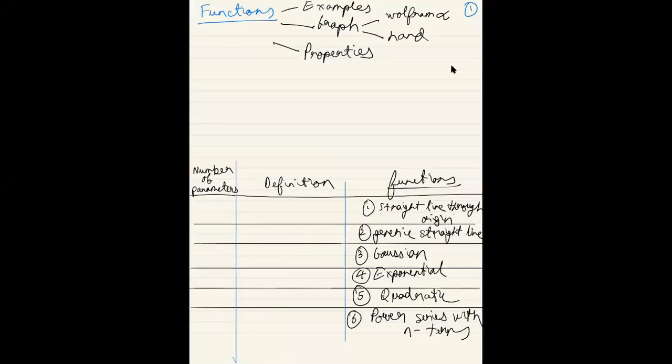Hello everyone. In today's module, we will continue our discussion of functions. We will look at some examples of functions. We will talk about how to graph functions.